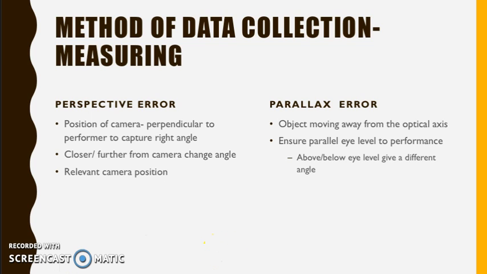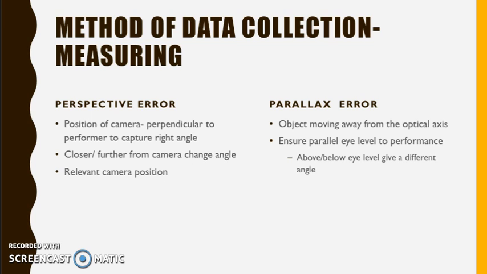Perspective error allows the whole image to be accurately measured. The camera should be perpendicular to the performer because changing its position would change the angles that it's capturing. This is also the case when a performer moves closer or further away from the camera, as their size will change, and it's called perspective error.